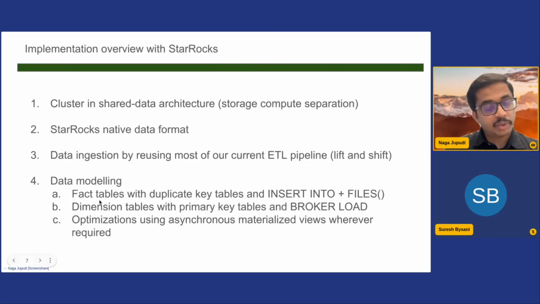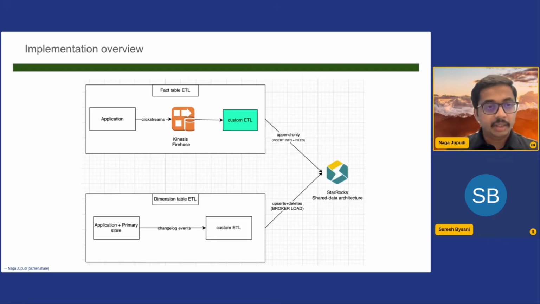And for the data modeling techniques, for the fact tables we use duplicate key tables because again it is insert only, no upsert or delete use cases. But for our dimension tables, we used primary key tables where we had upsert plus delete, and we did it with the broker load construct. And for fact tables, we used insert into plus files, where all our input data from all the streams was from another cloud storage or remote storage in a CSV or Parquet format. And for the optimization, we heavily relied on the synchronous materialized views construct that StarRocks offered.